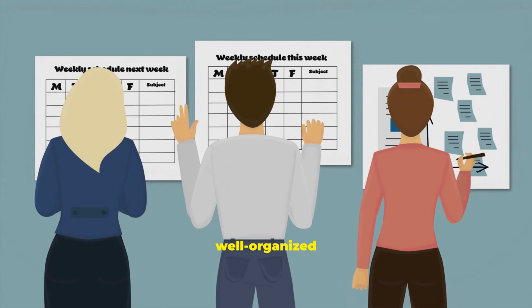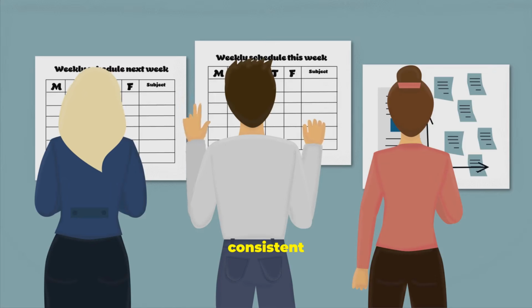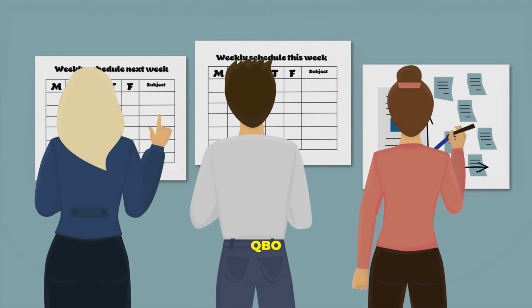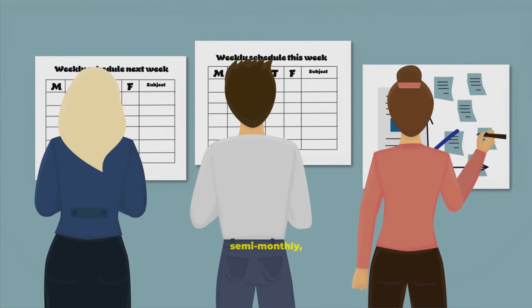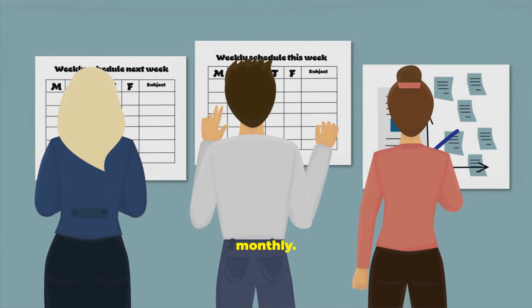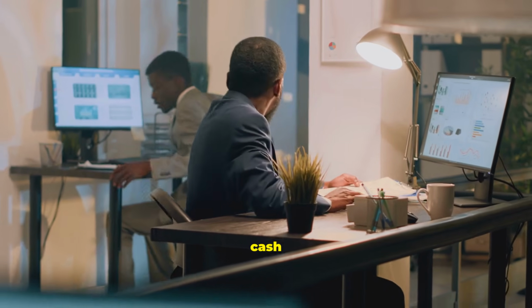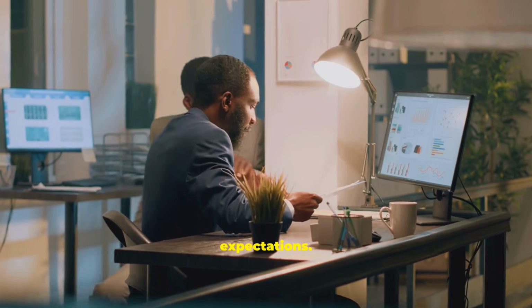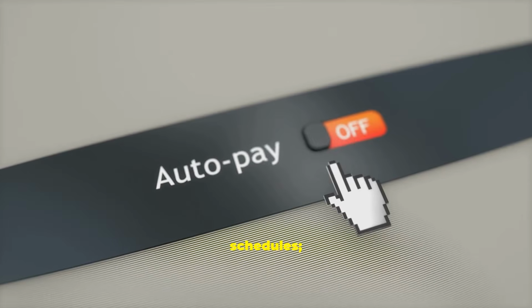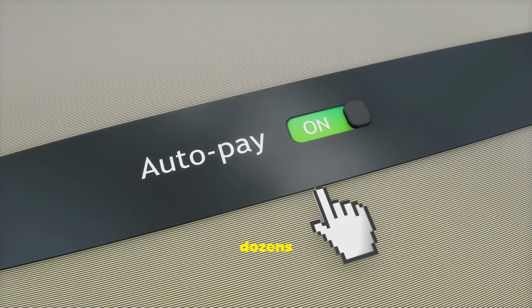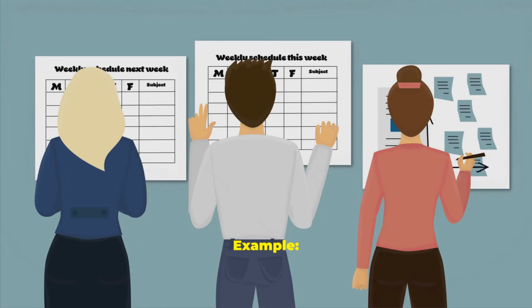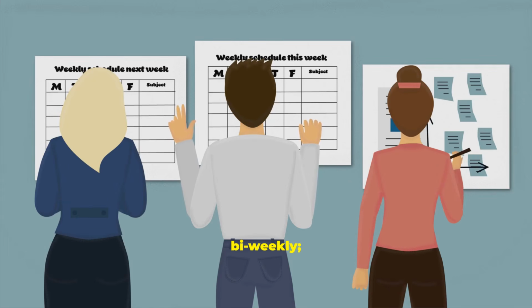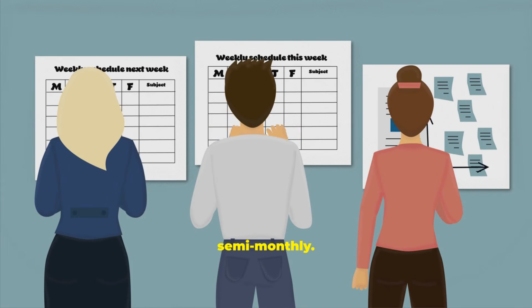A well-organized payroll system relies on clear and consistent schedules. QBO offers weekly, bi-weekly, semi-monthly, and monthly. Choose based on your industry, cash flow, and employees' expectations. Assign employees to schedules. Grouping lets you process dozens with a few clicks. Example: warehouse staff bi-weekly, administrative staff semi-monthly.